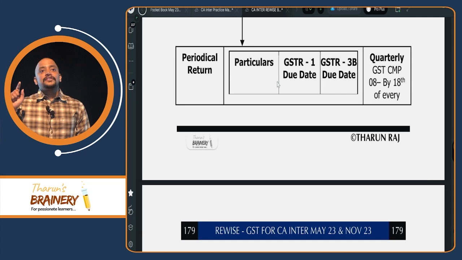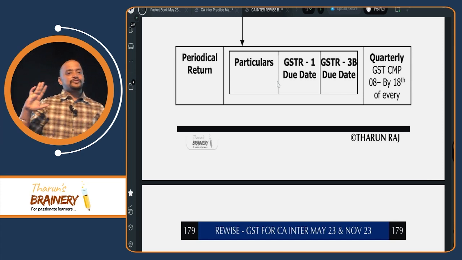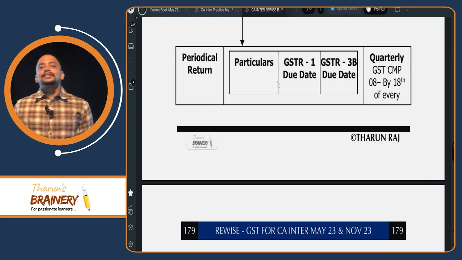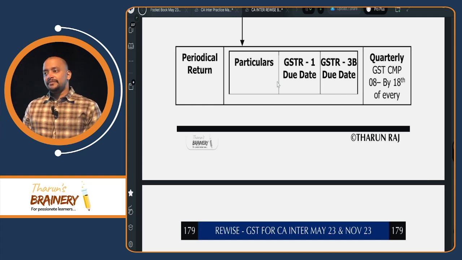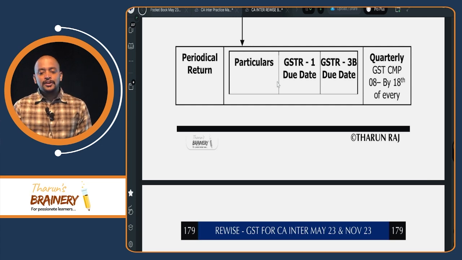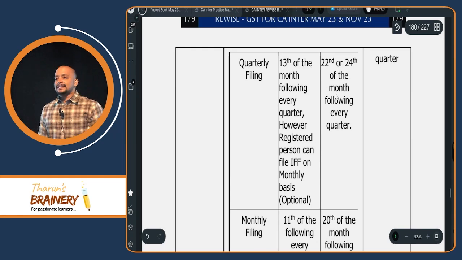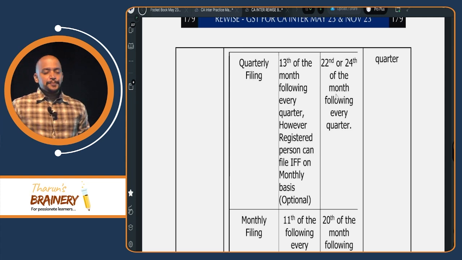Whereas in case of GSTR 3B, monthly is 20th of the month following every month. That we have already discussed in many places. So GSTR 3B monthly due date is 20th of the month following every month. But quarterly we have 22nd or 24th of the month following every quarter. And in which cases is it 22nd and in which cases is it 24th? You can easily remember.